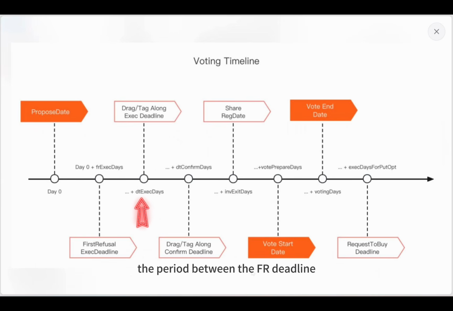The period between the FR deadline and this deadline is the exercise period for drag-along or tag-along rights. This period is also measured in days. The next time point is the drag-along or tag-along confirmed deadline. This deadline is for the buyer. If tag-along or drag-along rights are exercised, that means the buyer needs to purchase additional shares. At this point, the buyer has an opportunity to decide whether to accept the arrangement. If they accept, they purchase the additional shares. If not, the entire transaction is terminated.